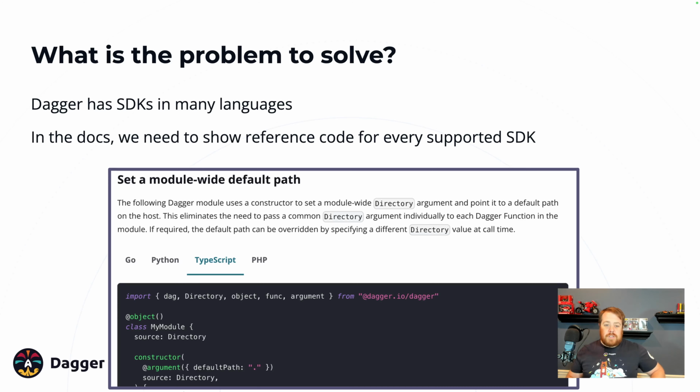So first, talking about the translations, what is the problem we're actually trying to solve with this agent? So if you're not familiar with Dagger, that's okay. The main idea is that Dagger has many SDKs and many languages. And in the documentation for Dagger, we need to show reference for every single one of these SDKs. Right. So here's a snippet from the docs where we can see it's talking about a particular use case for how to do something in Dagger, and there's little tabs that show the same implementation in each language that we support.